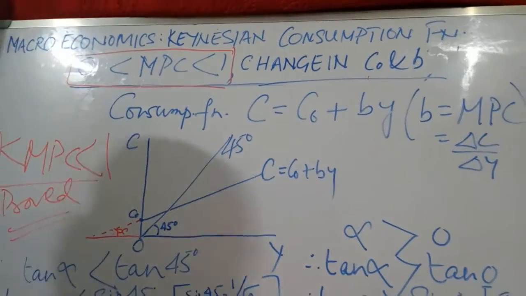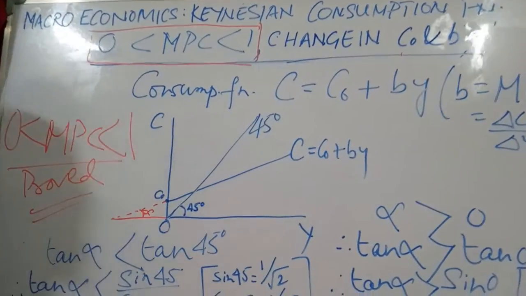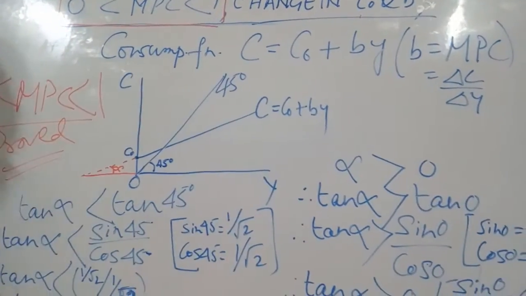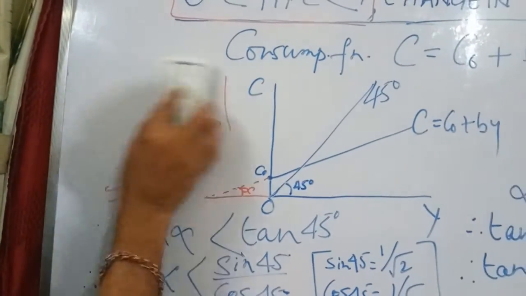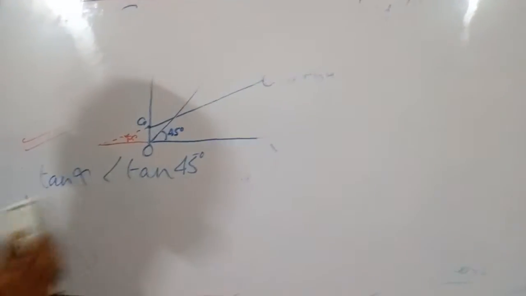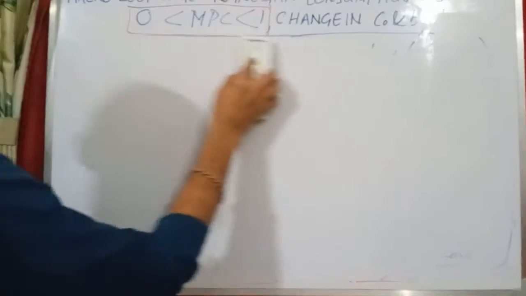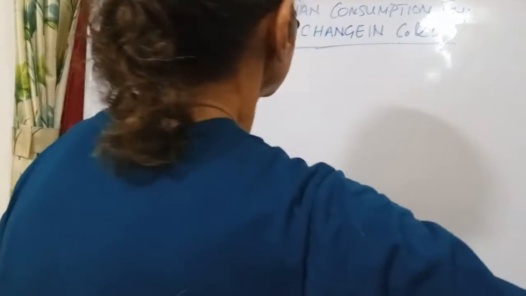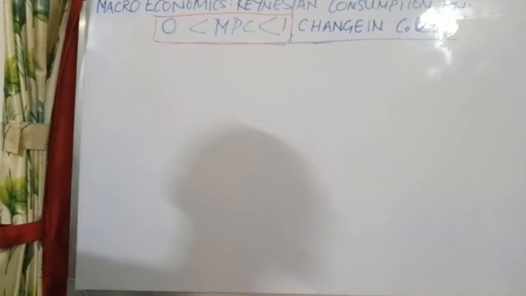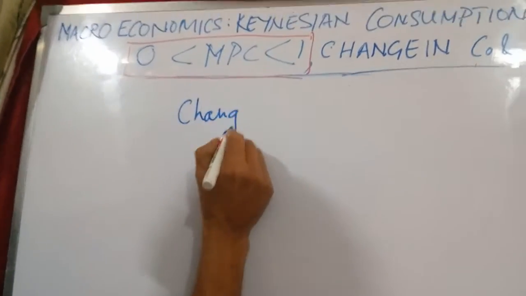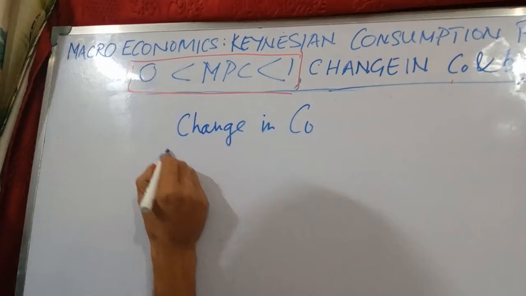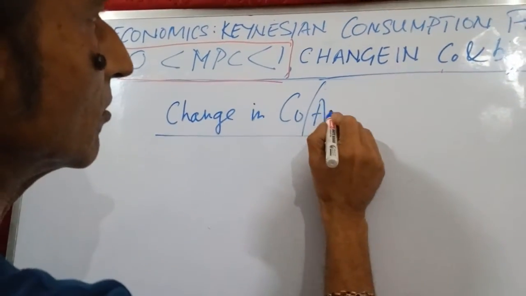So I have to erase this part as I have to proceed further. Okay? Yeah, so I am erasing this part. Now what will happen if there is change in autonomous consumption? Change in C0. C0 is autonomous consumption.